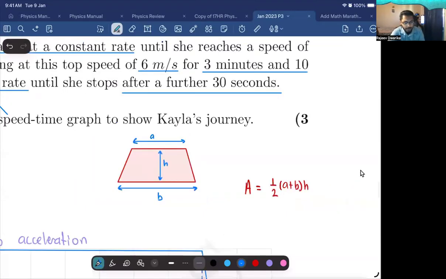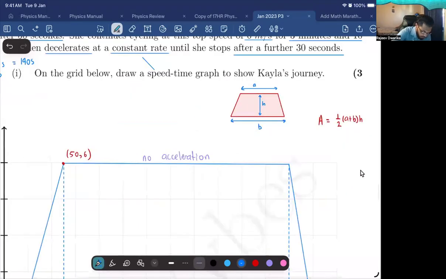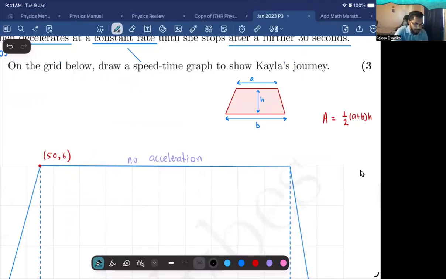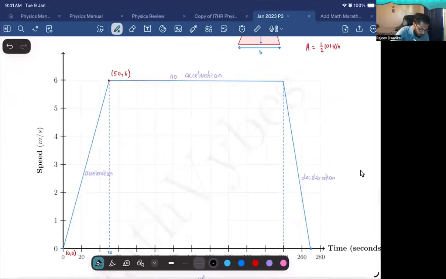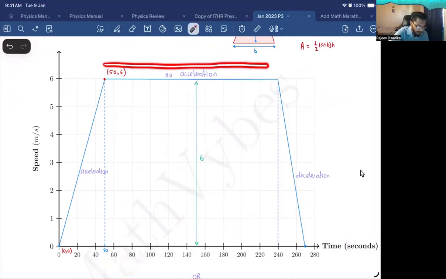Are we okay with that, guys? Yes, sir. All right. So if I want to figure out the area for this trapezium here, I would need to figure out the dimensions. Let's start off with the easiest dimension, height. What do you all suppose the height is? 6. 6, right? And what do you all suppose A is?